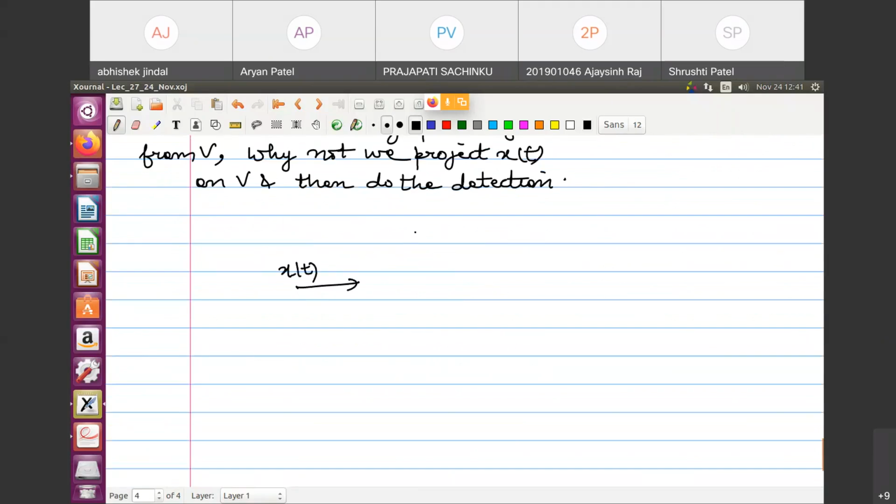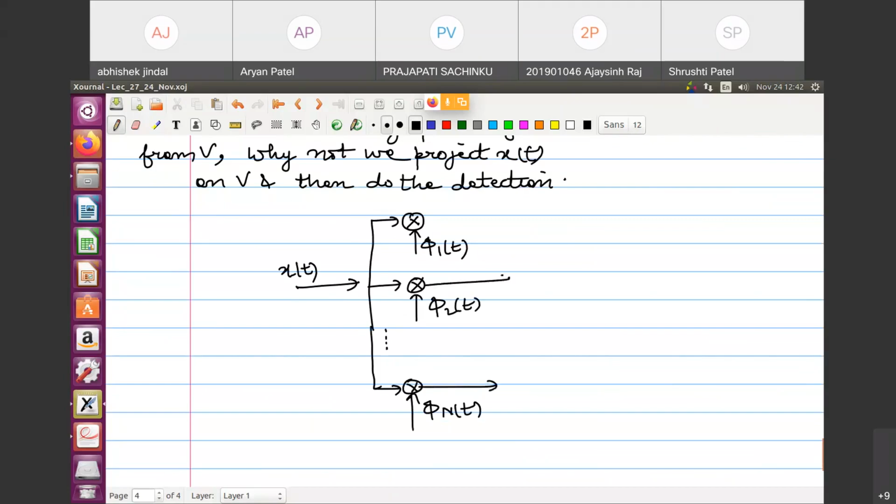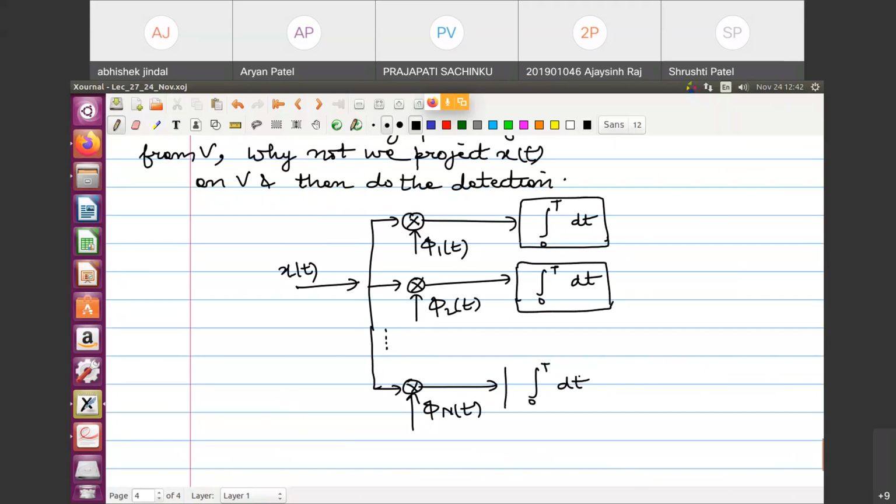In order to do so, what we do is that we will apply x of t and we will project it on each of the basis functions. How do you do it? Simply do the correlation. Okay, this goes on, finally this goes to φ_N(t). This is the integration device. This is the way you do the projection in the signal space, or this is nothing but the dot product. Okay, ये dot product है. अगर आप इसका एक analogous operation Euclidean space में ढूंढेंगे तो this is nothing but dot product.